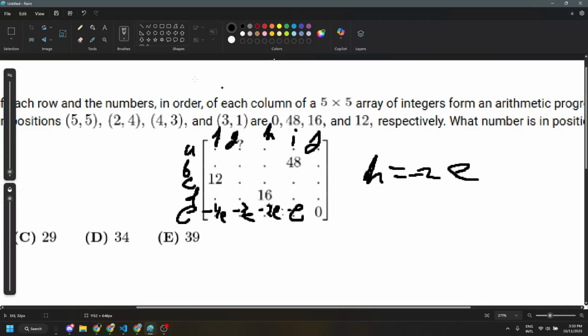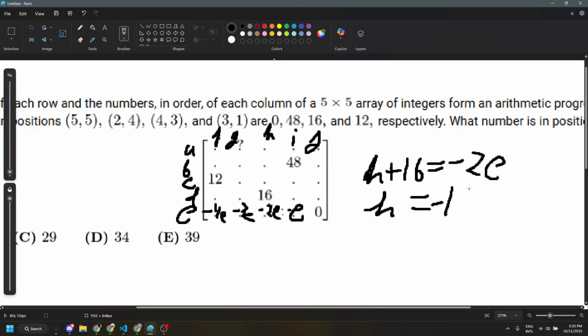How does that help us? No, that's not true. H is equal, because this would be 16 plus H. H plus 16 is equal to negative 2E. So H is equal to negative 16 minus 2E. Okay. That's interesting.